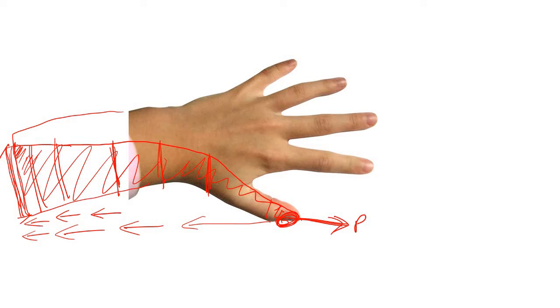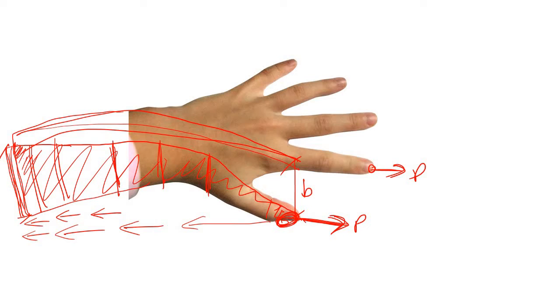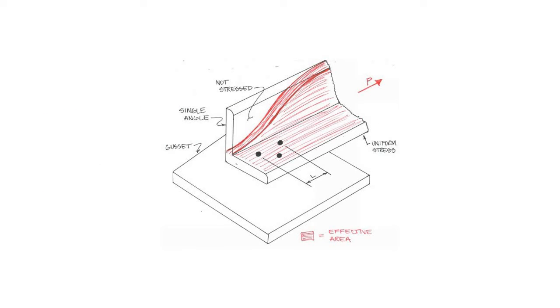Not only that, if you have multiple load application points, or if the load application point is wider, then this development becomes quick. Now try to correlate this with our section. Here this is an angle section and it has been connected by using some bolts. Now when we are applying the load like this, this is actually the wrist part of your hand, and this is actually the finger part.